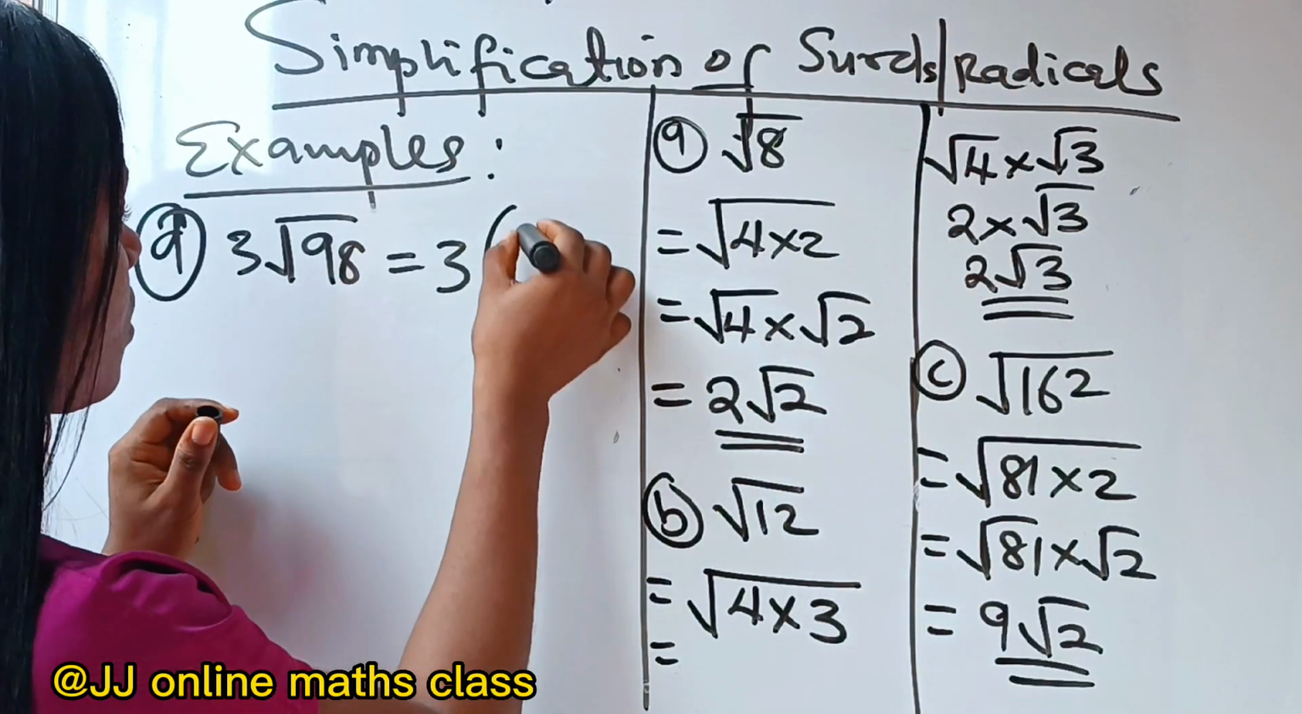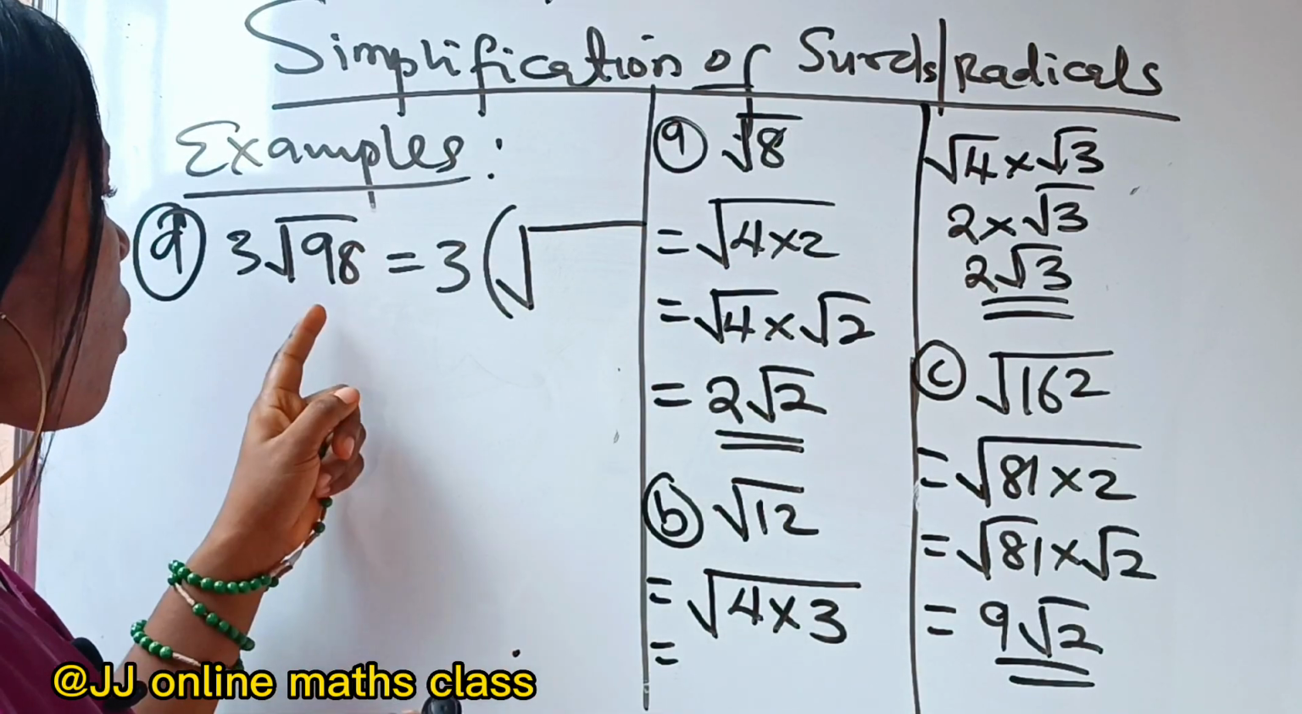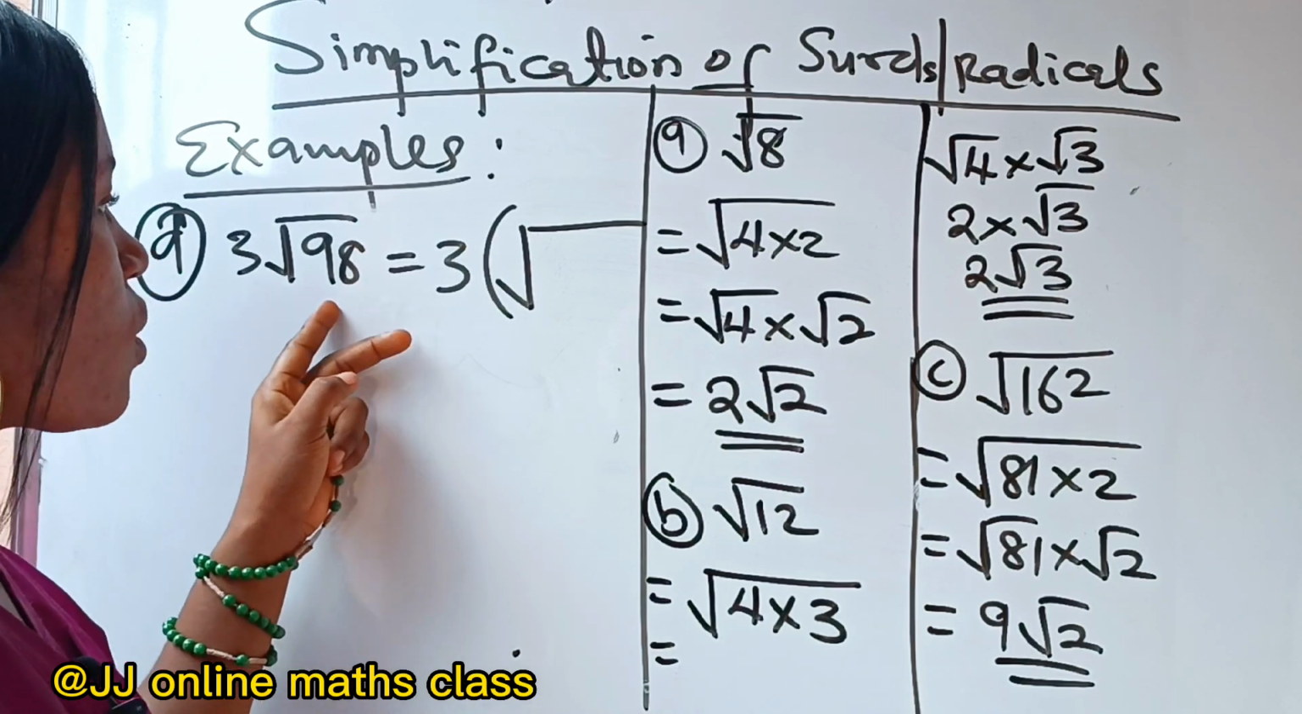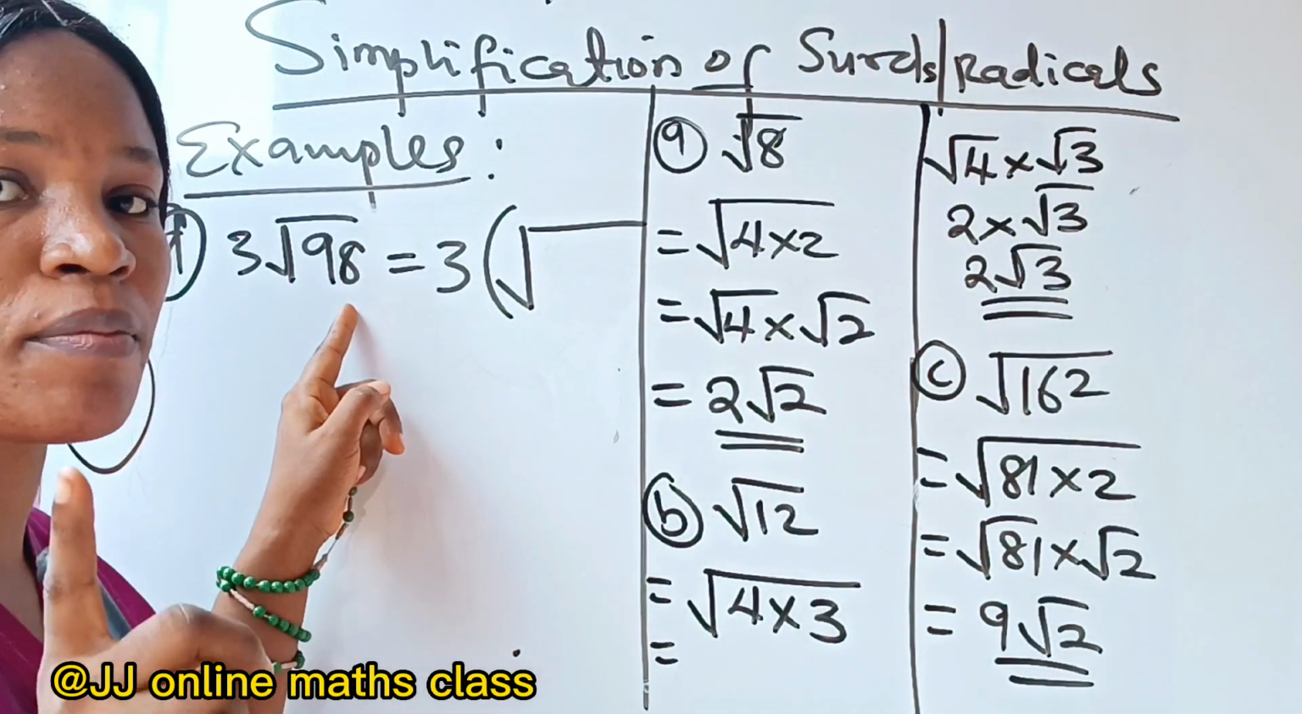Bracket, that is 3 times square root of. Now we are going to get the two factors of 98, in which one of them is a perfect square.